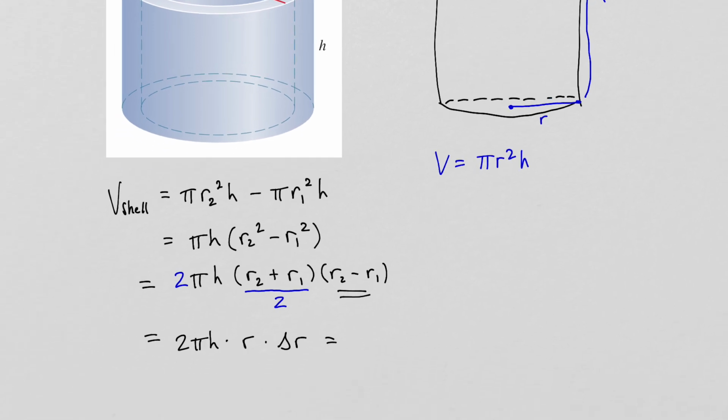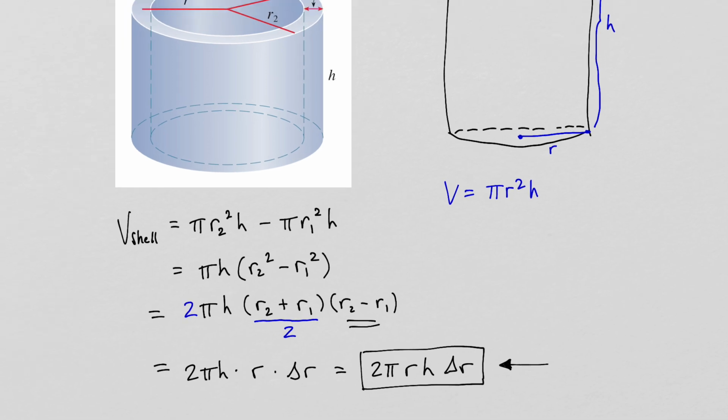So I can rewrite this as 2 pi times R times h times delta R. And this is the volume of a cylindrical shell. Now let's keep this in mind as we move forward to develop the process for finding volumes using this technique.